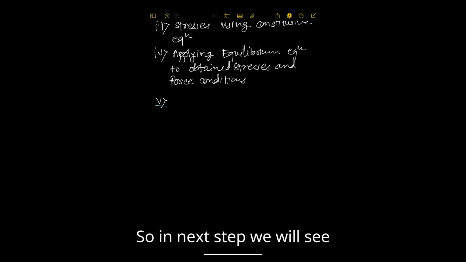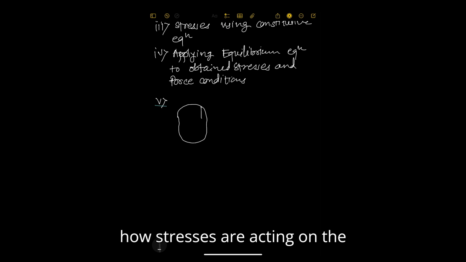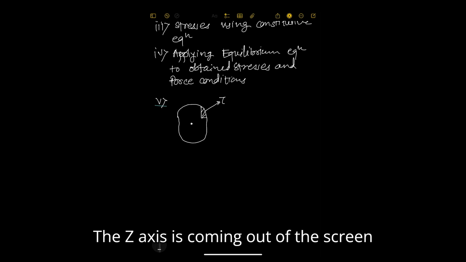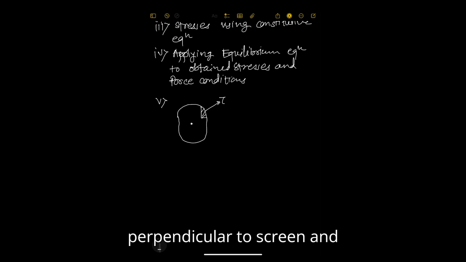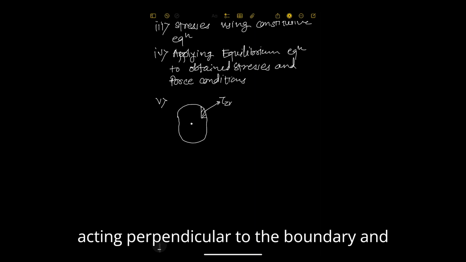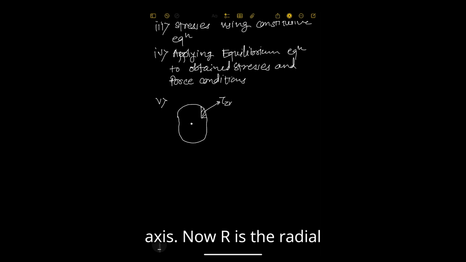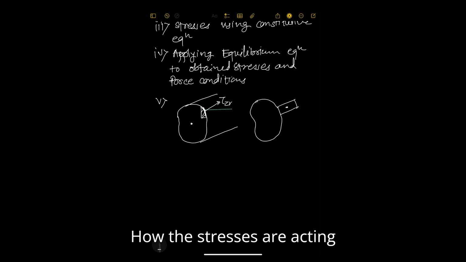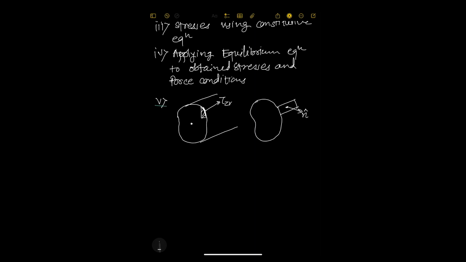So in the next step we'll see how stresses are acting on the boundary of the shaft. Say suppose the z axis is coming out of the screen perpendicular to screen, and then this will be the tau zr, which is acting perpendicular to the boundary and also perpendicular to the z axis. Now r is the radial direction. So how shear stresses are acting on this boundary, then we'll see how the stresses are acting on this plane at the outer surface of the shaft.